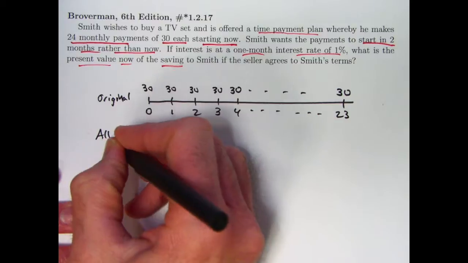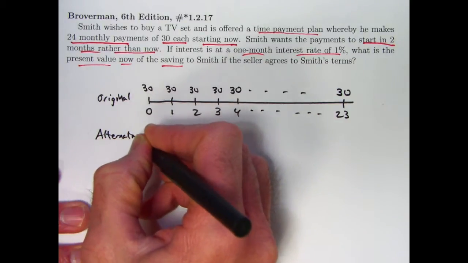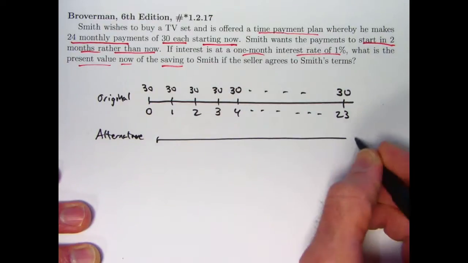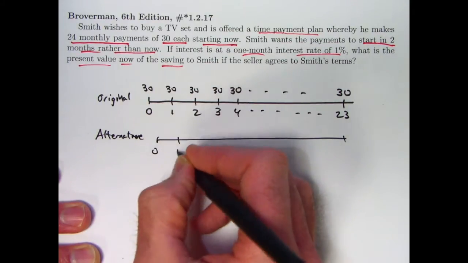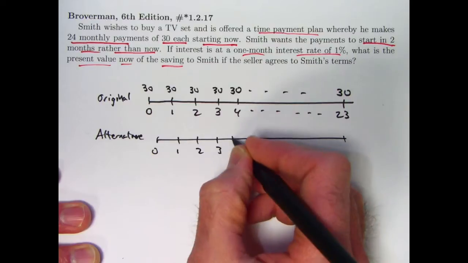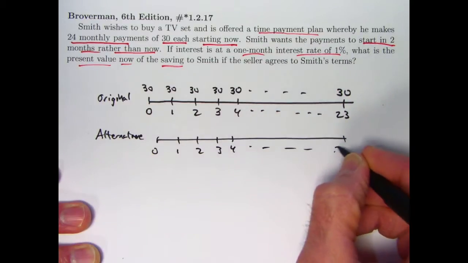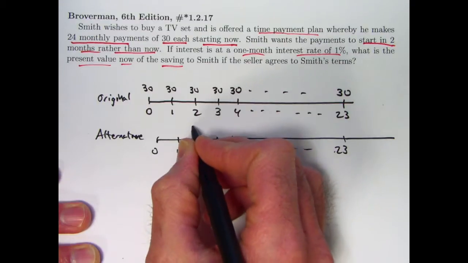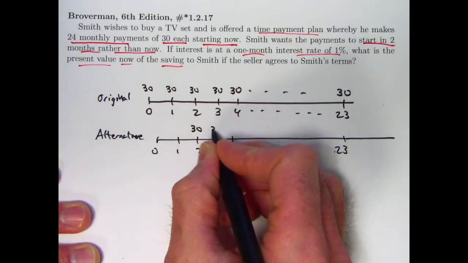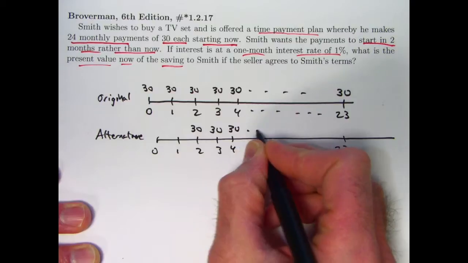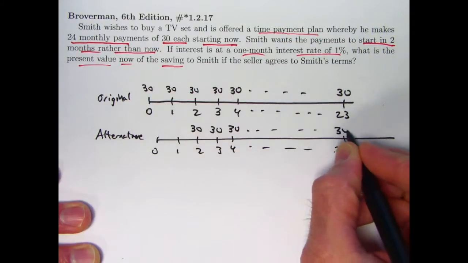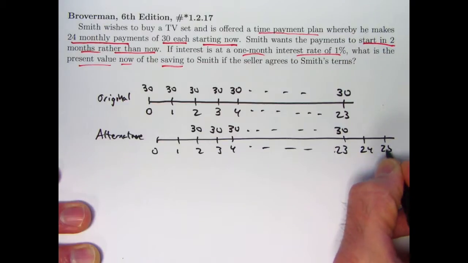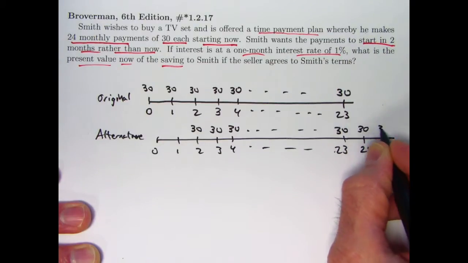And here's the alternative plan proposed by Smith. 0, 1, 2, 3, 4, etc. Since we're starting 2 months later, at time 2, and we still have 24 payments, that's the assumption, we're not going to be done 23 months from now. It's going to be 25 months from now when that last payment is made.